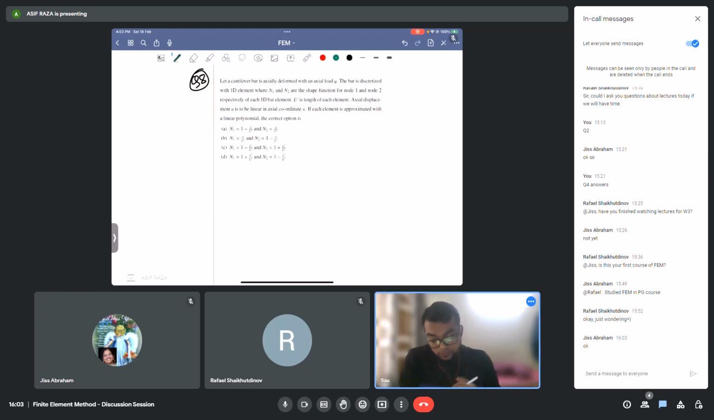So next question is: let a cantilever bar be axially deformed with an axial load Q. The bar is discretized with 1D elements where N1 and N2 are the shape functions for node 1 and 2 respectively of each 1D bar element. L is the length of each element. Axial displacement U is to be linear in axial coordinate x if each element is approximated with a linear polynomial. The correct option is, I think you guys already know the answers, you can just confirm soon.